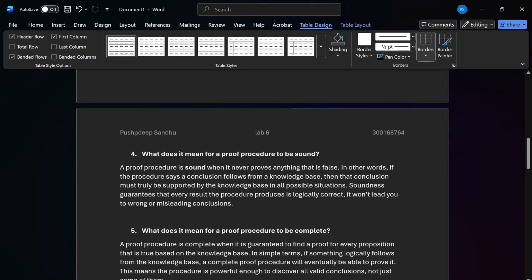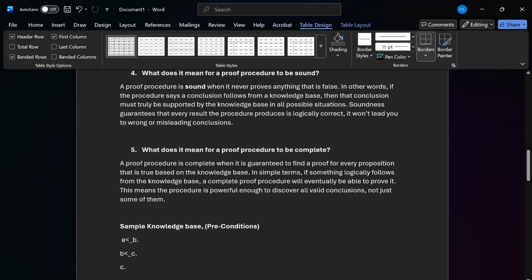Fourth question was about soundness. So soundness basically means that a procedure never proves something that is false, so it won't give us a wrong solution, or any misleading information or misleading conclusion. Soundness ensures that the procedure is logically correct.